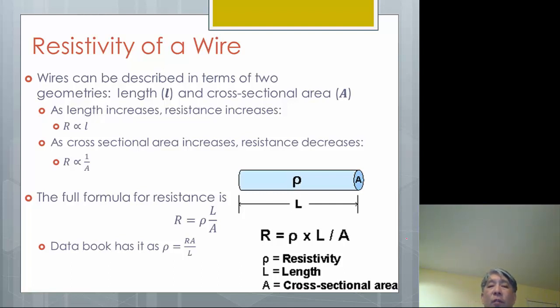So the full formula for resistance is that resistance is equal to this letter, it's actually the Greek letter rho. Rho is the resistivity that we looked at in the table on the previous slide, times the length of the wire divided by the cross-sectional area. In the data book, you'll see it in a slightly different format, which says resistivity is equal to the resistance times the area divided by the length.